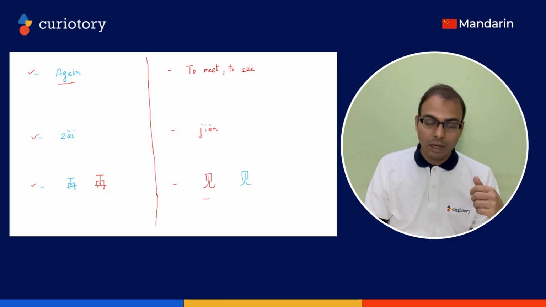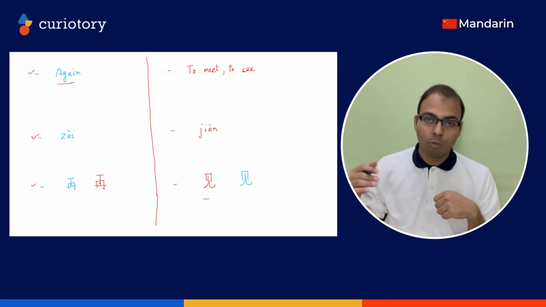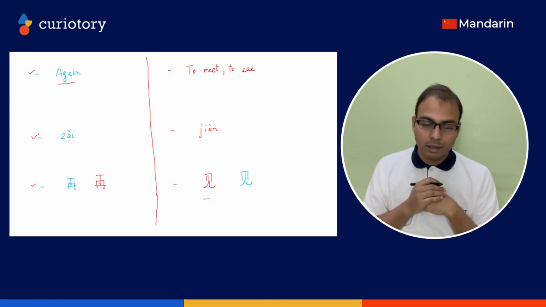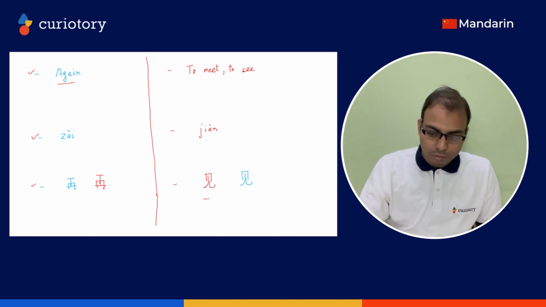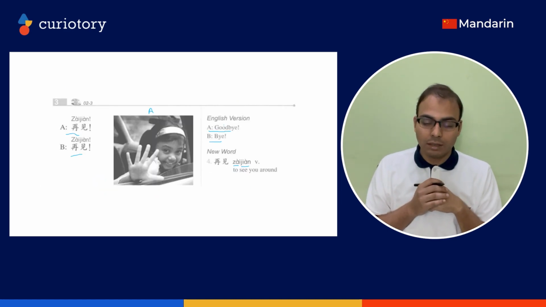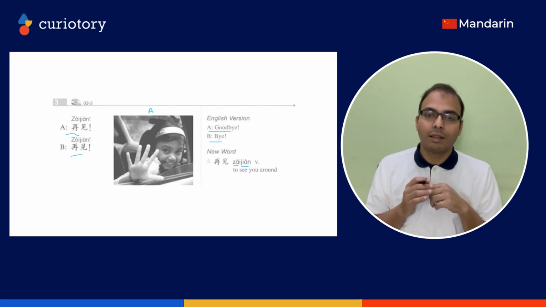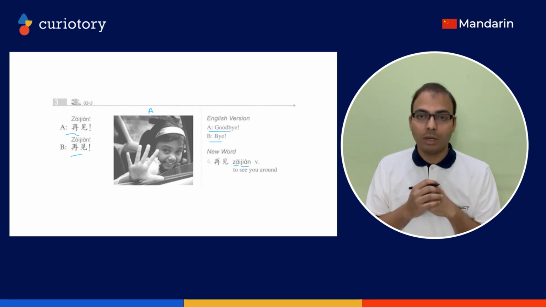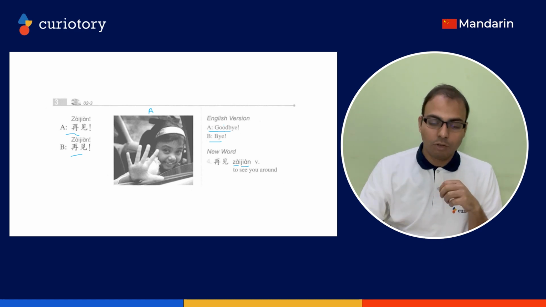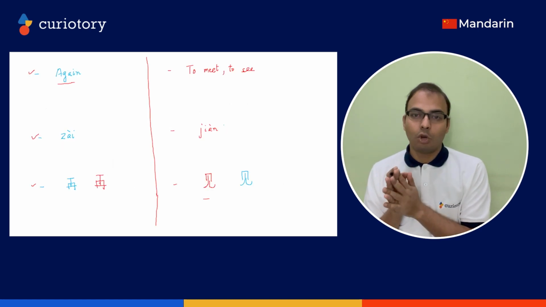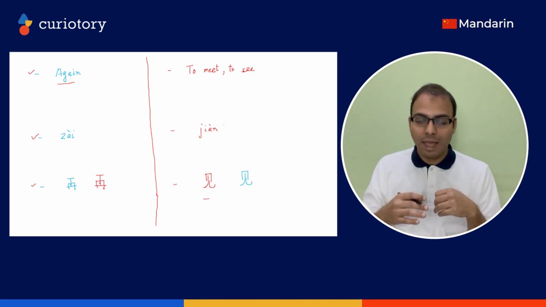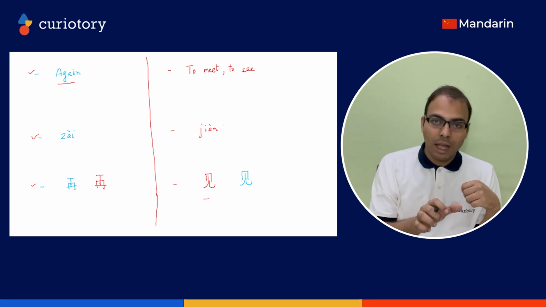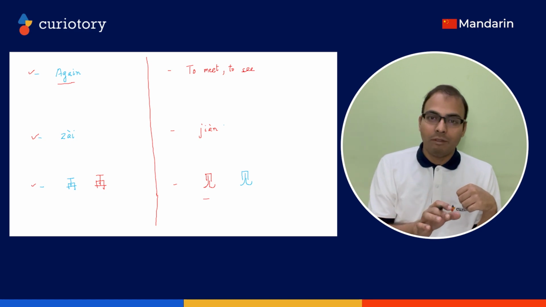Okay, so the three aspects about again and to meet are clear to you. Okay, the pinyins in both the cases and the characters in both the cases are clear. Okay, now what is the collective meaning of zai, qian? Okay, zai means again and qian means to meet or to see. So again, meet. Okay, so the meaning comes out to be we will meet again. Okay, zai qian, again meet, we will meet again.